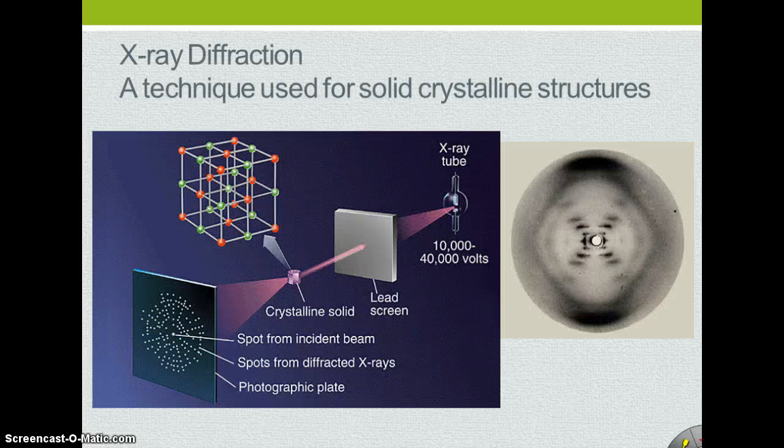The first way is to use X-ray diffraction. That's a technique used for solid structures. You would shoot basically a cathode ray, a beam of electrons, at a very small solid, and as those particles pass through, it's going to refract and leave marks. These marks will allow you to figure out what the structure looks like. This is an example of an X-ray diffraction of chromosomes.